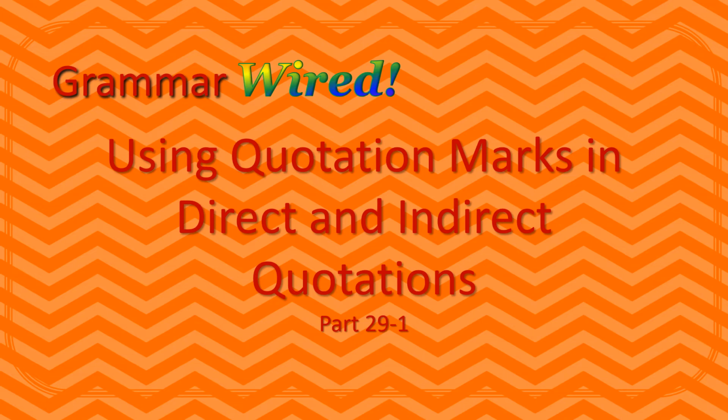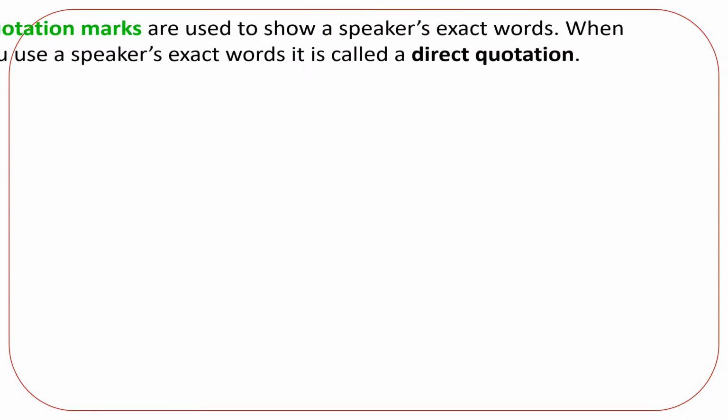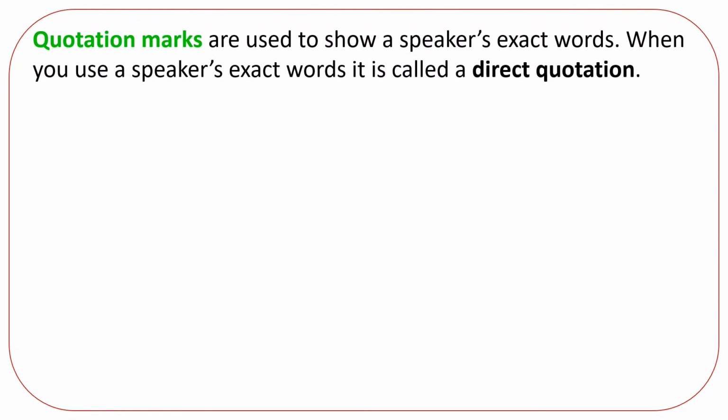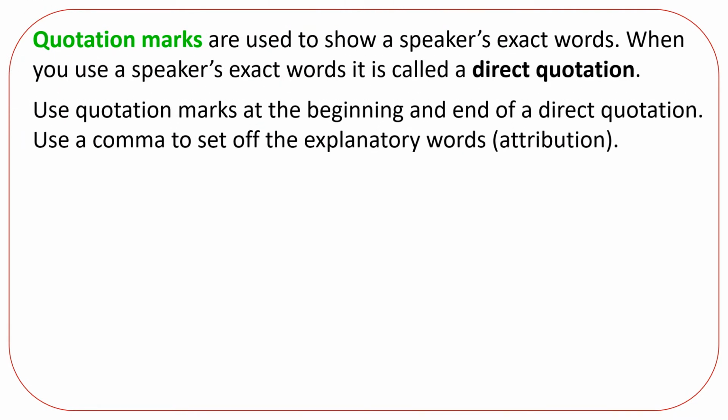Using quotation marks in direct and indirect quotations. Quotation marks are used to show a speaker's exact words. When you use a speaker's exact words, it is called a direct quotation. Use quotation marks at the beginning and end of a direct quotation. Use a comma to set off explanatory words, which are called the attribution.